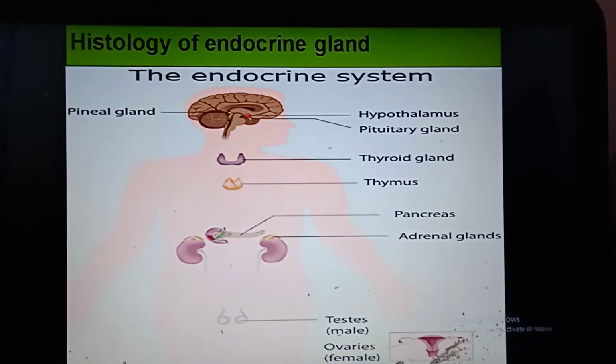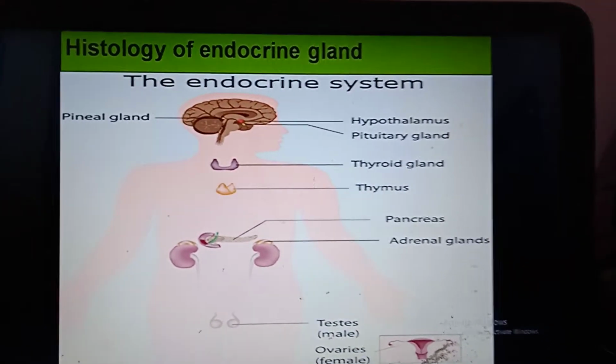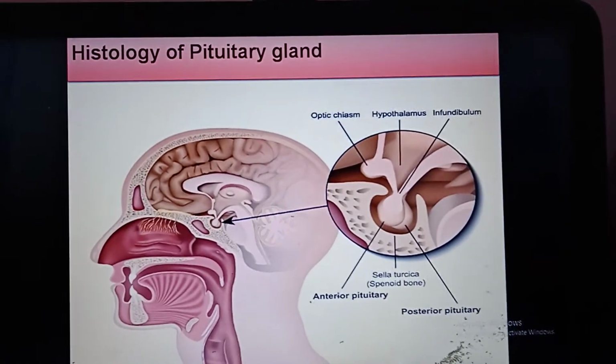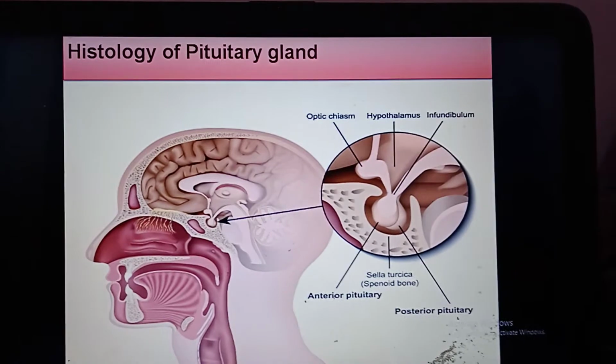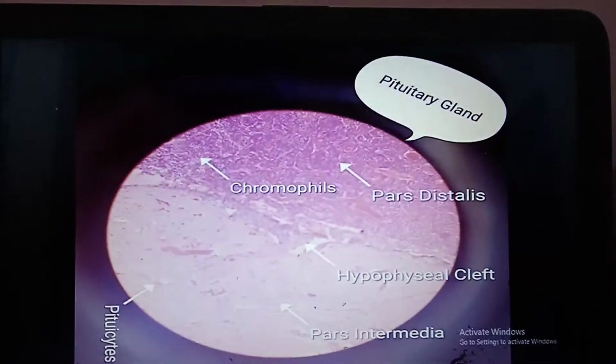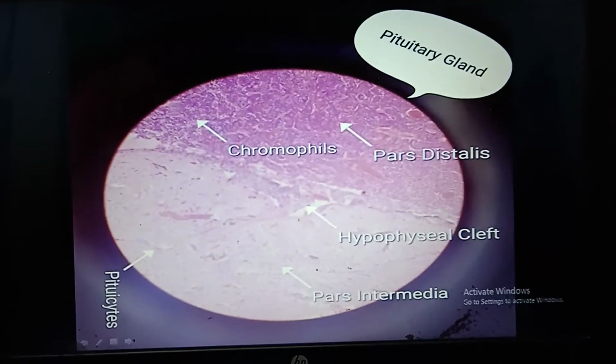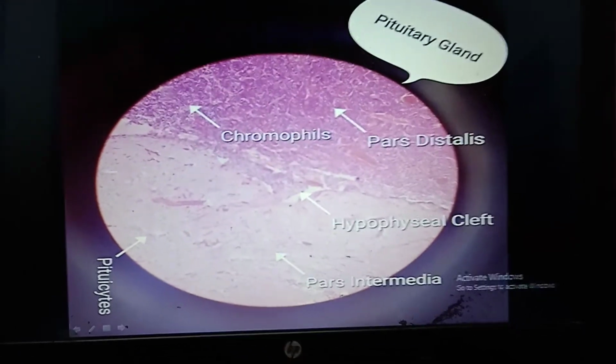Today you will study histology of endocrine gland. First come to pituitary gland, which is a pea-sized gland that lies within the sella turcica of the sphenoid bone. This is the histological slide of pituitary gland.